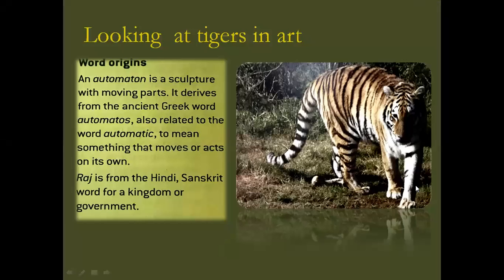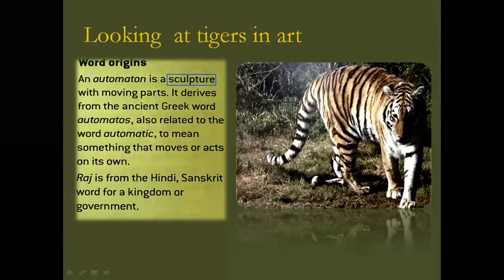And the next slide. Have a look at this one. So this page, particularly, they're talking about the tiger, okay? So looking at the tigers in art. Before we start, have a look at this word origin. An automaton is a sculpture. What kind of sculpture is it?